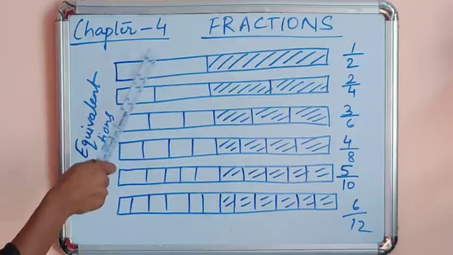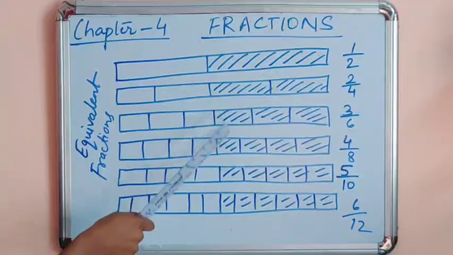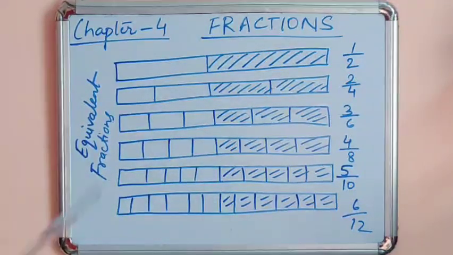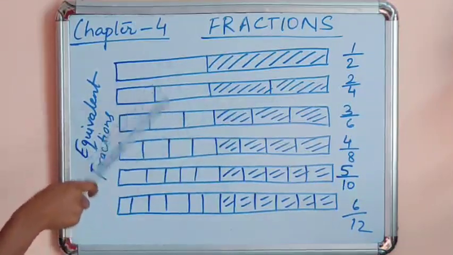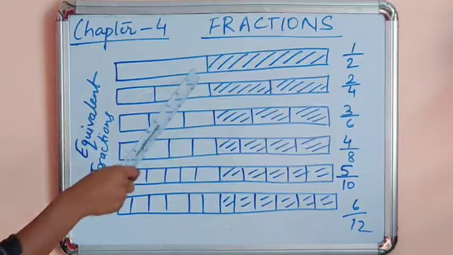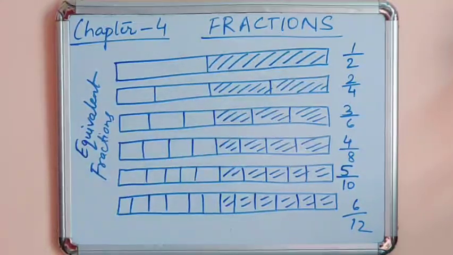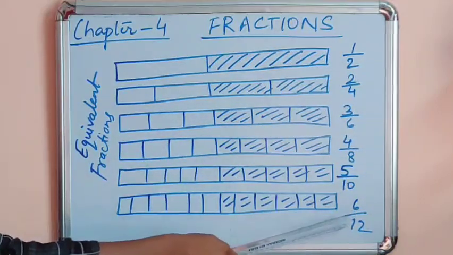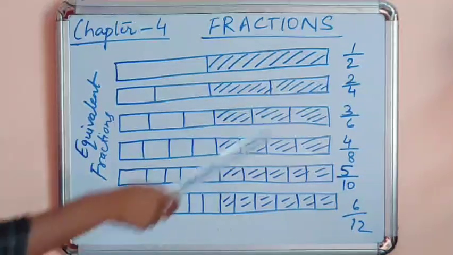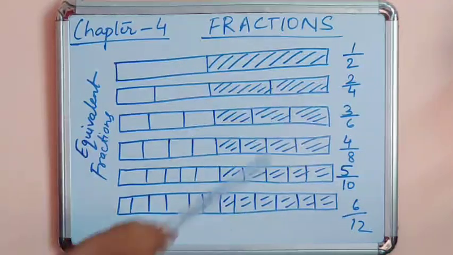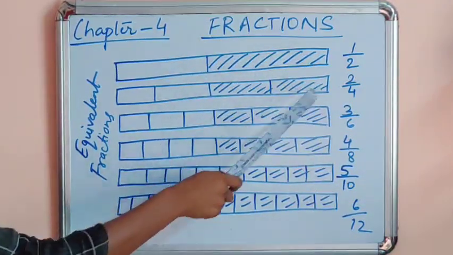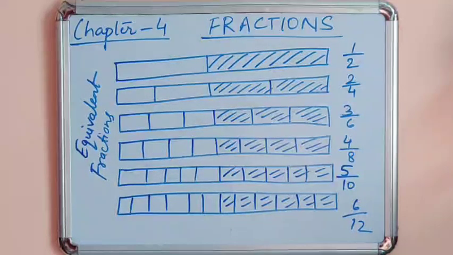Now if you notice, all these figures are actually equal, just the divisions are more. It is increasing as we go down. But the portion which is shaded in the first figure and in the last figure is both the same. Here also this much portion is shaded and here also this much portion is shaded. So here the fraction is 1 by 2 and here it is 6 by 12. But all these fractions are equivalent fractions. They are called equivalent fractions because this shaded portion is equal in all the cases.